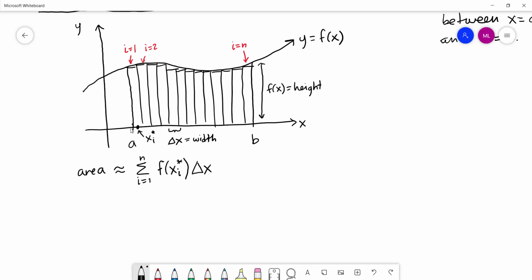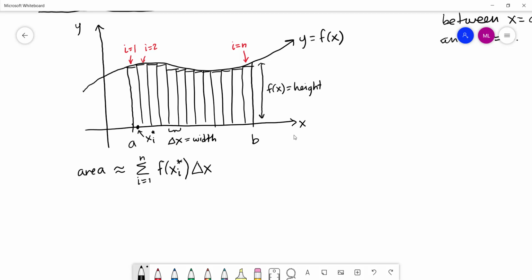So I can pick my x sub i to fall anywhere as long as it falls somewhere on that first rectangle. And then I do the same thing for my second one, any point in the second rectangle, and I use that to evaluate the height of my rectangle, and so on and so forth. So that's all this star is meant to indicate. I don't care if I'm using the left point, the right point, it just needs to be some point somewhere on that ith rectangle, if that makes sense.